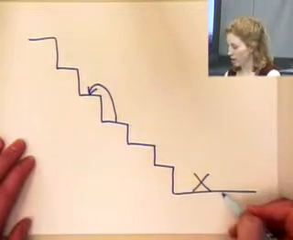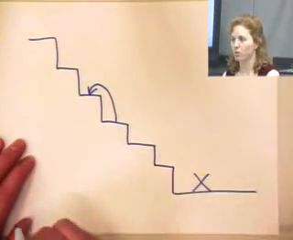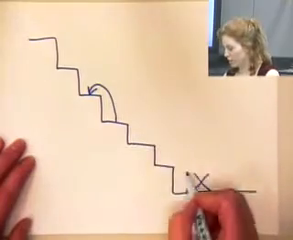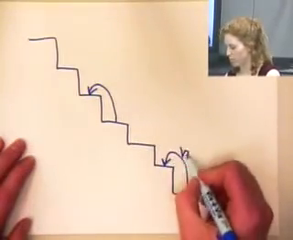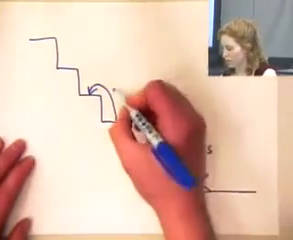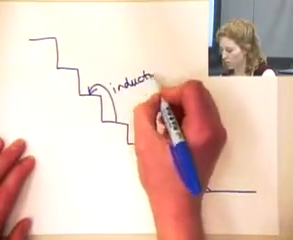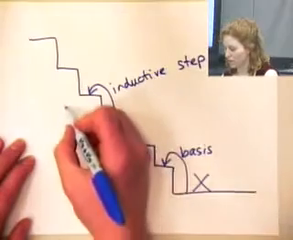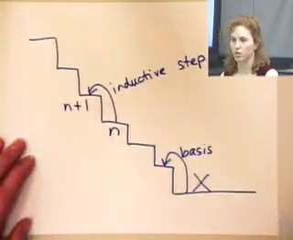So they have to get to the bottom step, and they have to be able to get from one step to another, or basically they have to get on the first step. Let's say this would be my basis, and this is called the inductive step. So in the inductive step, I assume I'm at the nth step, and I prove that I can get to the n plus first step.